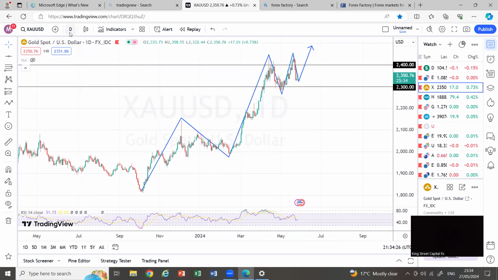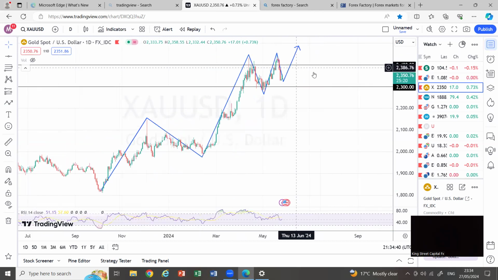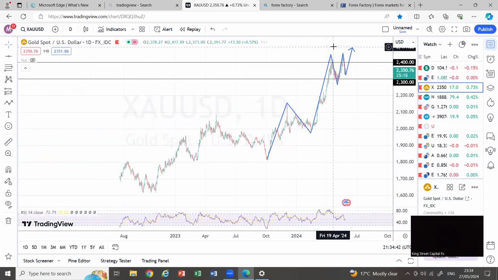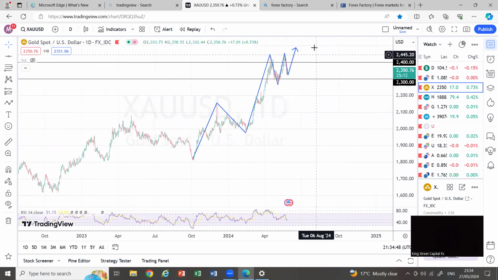Between those two levels, we can still see price is making higher highs and higher lows. So in that case, we should expect price to move up to the next price level of 2,500. Boom, this one here.